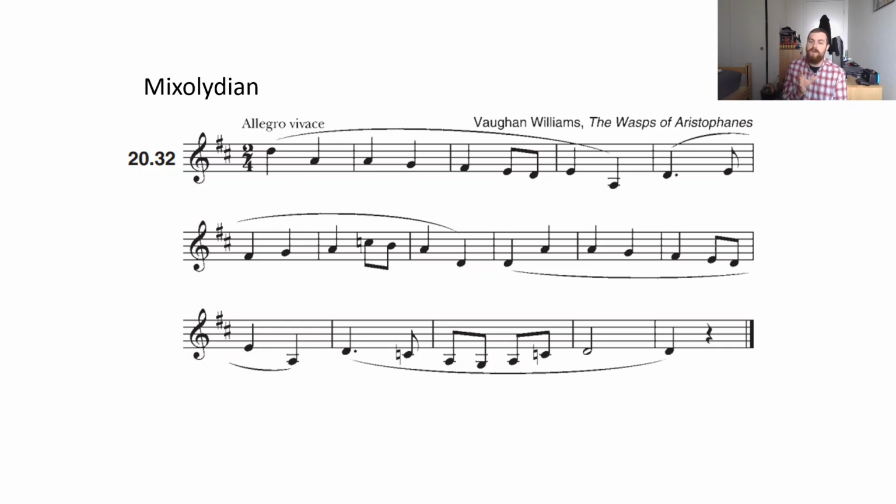But this is an example of what I mentioned earlier, where sometimes the modes will be in the key that they're borrowing from, and sometimes they won't be. In this case, it looks like it should be in D major, but it's actually D Mixolydian. It's just Vaughan Williams decided to just put the natural sign everywhere he needed to for Mixolydian.